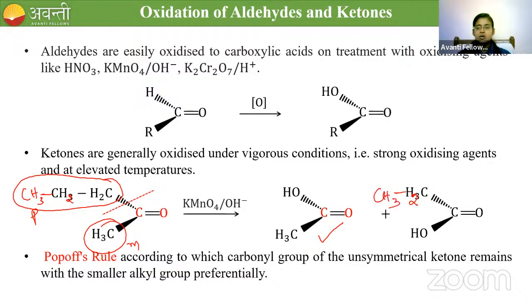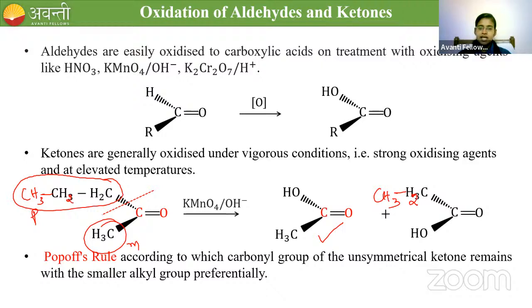So is it clear now? The C=O will remain with the smaller alkyl group, and the alkyl group containing more carbons will form another carboxylic acid, a three-carbon carboxylic acid. So this rule is called Popov rule. Okay, clear?